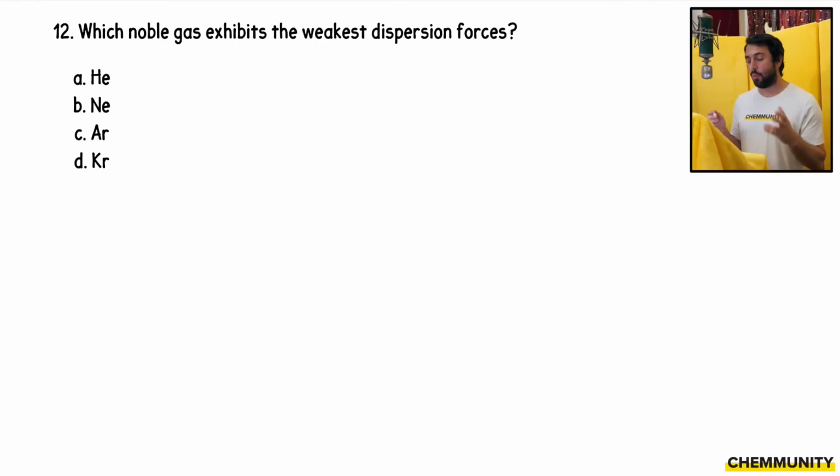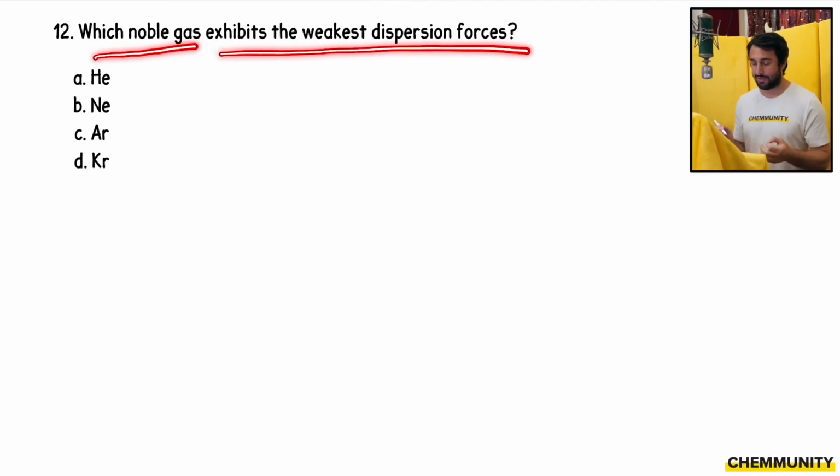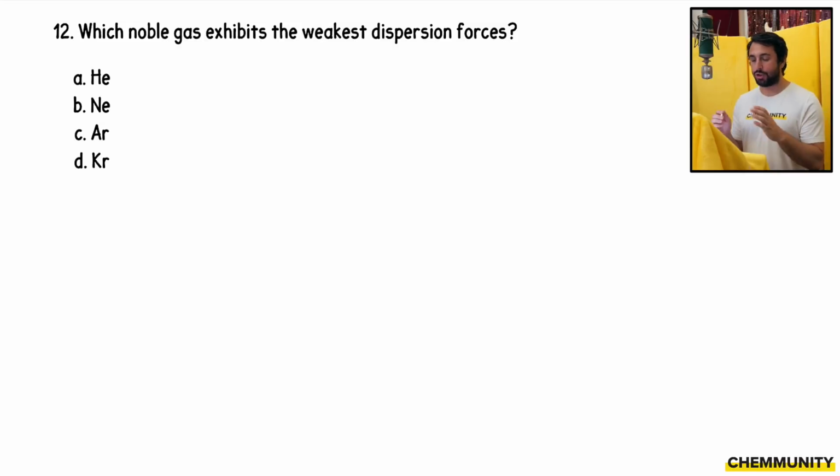Number 12 asks, which noble gas exhibits the weakest dispersion forces? So with the noble gases, we're talking about monoatomic species, so they certainly cannot do any kind of dipole-dipole interaction, ion-dipole, ion-ion, any of these other things, because there are no covalent bonds, right?